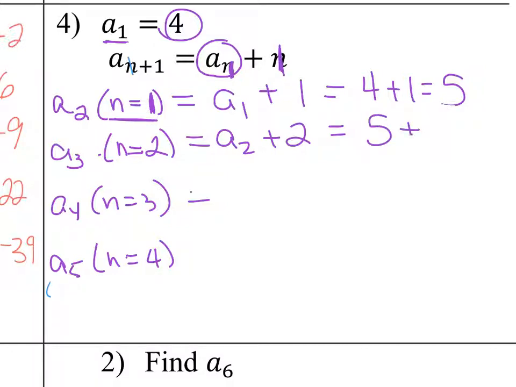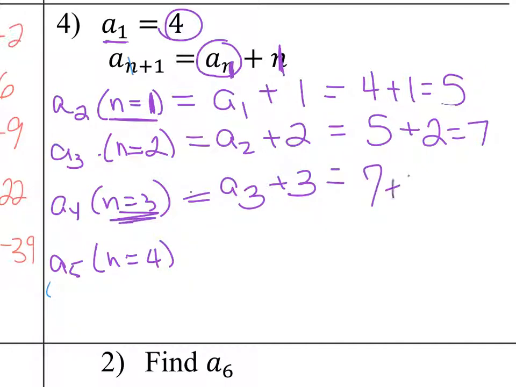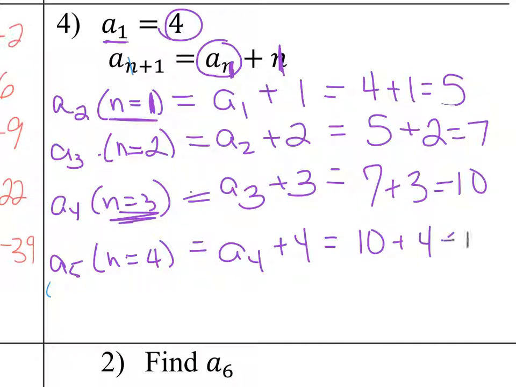5 plus 2 is 7. So now for this one, I'm adding a sub 3 plus 3. I have to remember what n is. So the one before plus 3 is 10, and the one before plus 4. So that would be 10 plus 4 is 14. So try the other two on the bottom. I'll throw out the answers to you in a sec.